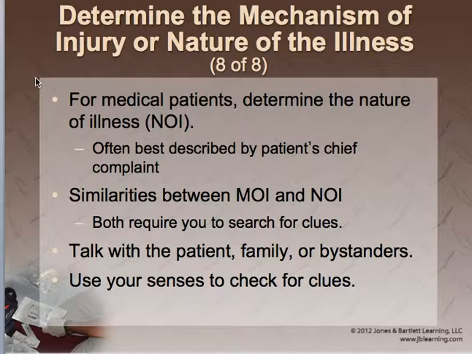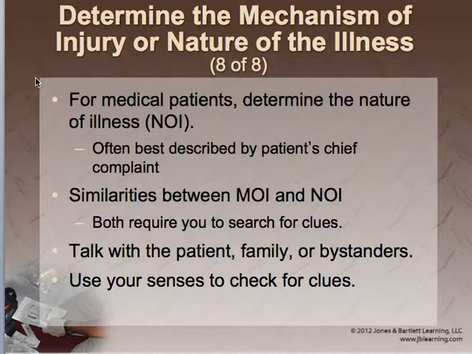Sometimes you may have a situation where both the nature of illness and mechanism of injury come into play, like a diabetic patient who became hypoglycemic and ran off the road and had an accident. You may have to do both, but typically with the nature of illness, you're going to get this by talking to the patient, getting history, and figuring out what's going on.